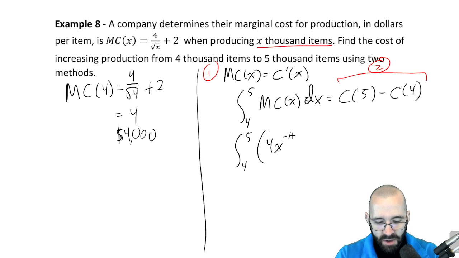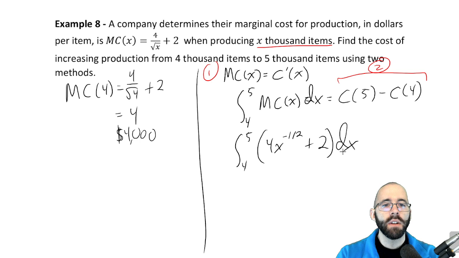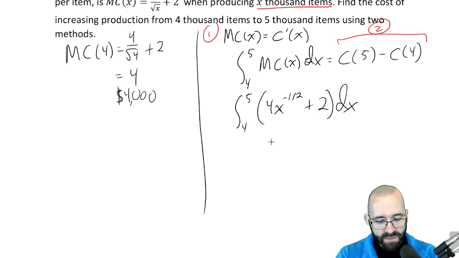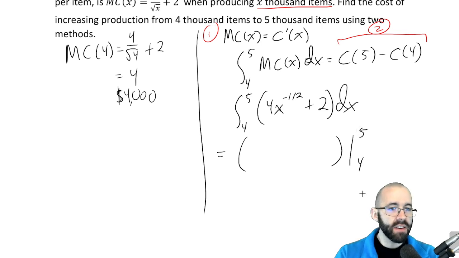Let's rewrite our marginal cost function. Dividing, so square root of x is x to the 1/2 power. And when you're dividing by x, that's like x to a negative exponent. So you can rewrite it this way. Now we need to find the antiderivative and then just plug in 4 and 5 and take the difference.